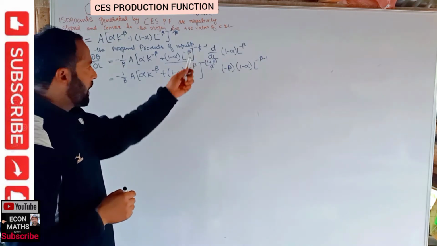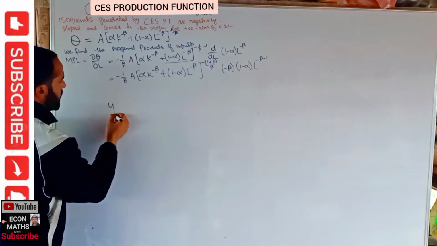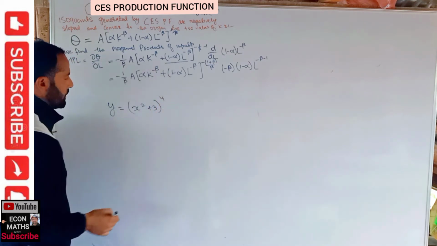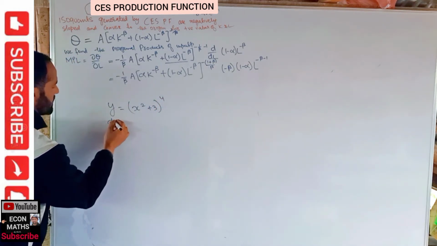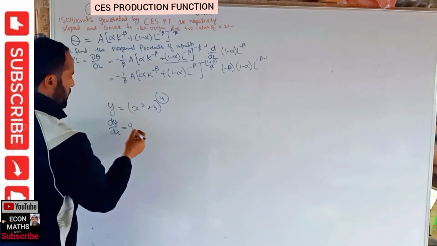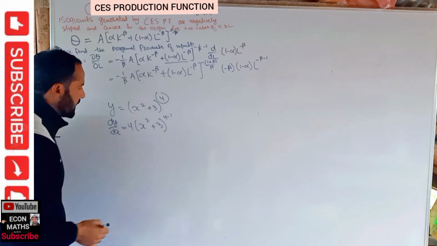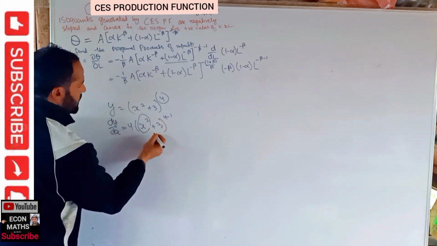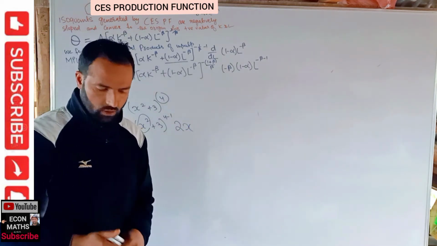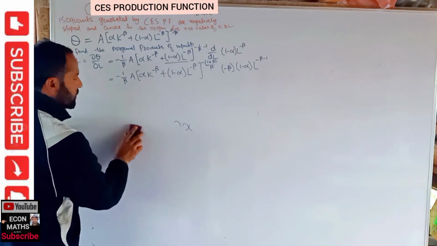Now, how is it done? I will show you how we have differentiated. If we are given y is equal to x squared plus 3 to the whole power 4, its differentiation is dy by dx. We take this 4 as the coefficient, and we have x squared plus 3 to the power 4 minus 1, and we internally differentiate this x squared. The differentiation of x squared is 2x. This is the generalized power function rule, which I have applied here.